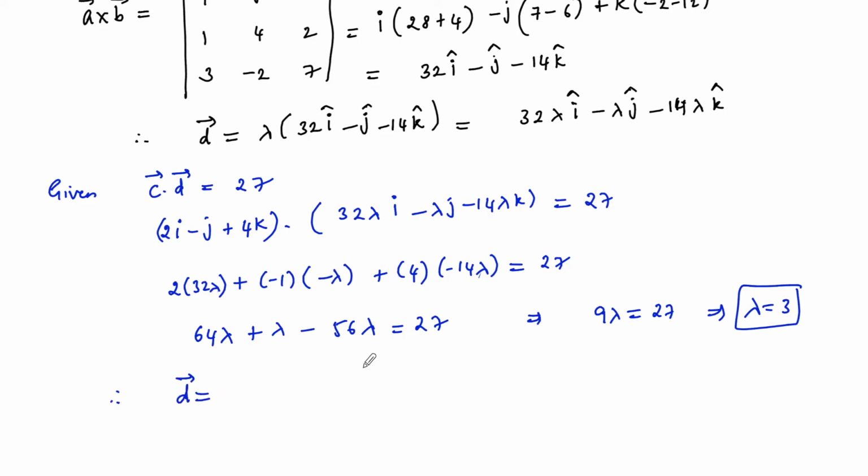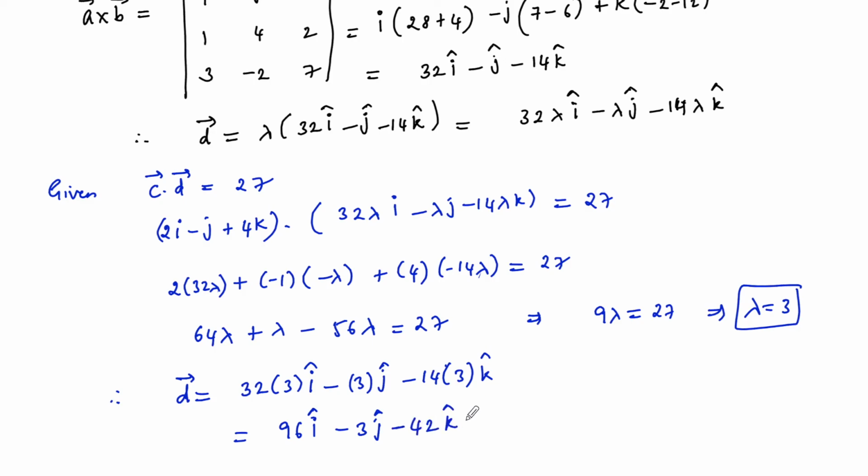Therefore vector D is equal to 32 into 3 times of i minus 3 times of j minus 14 into 3 times of k vector. So we can write here 32 3s are 96 times i cap minus 3j cap minus 14 3s are, 10 3s are 30 plus 12 is 42, so minus 42 k cap. So therefore the vector D is 96i minus 3j minus 42k.